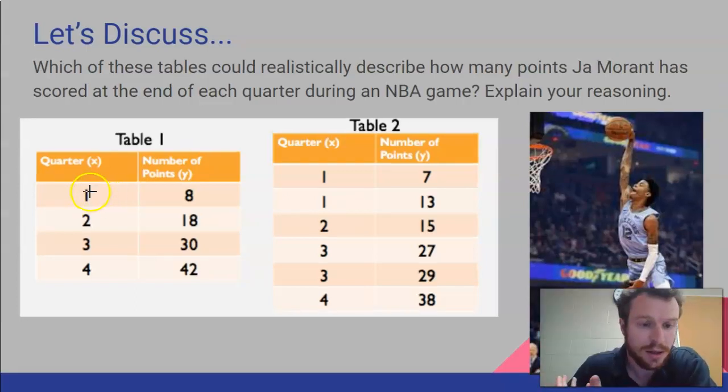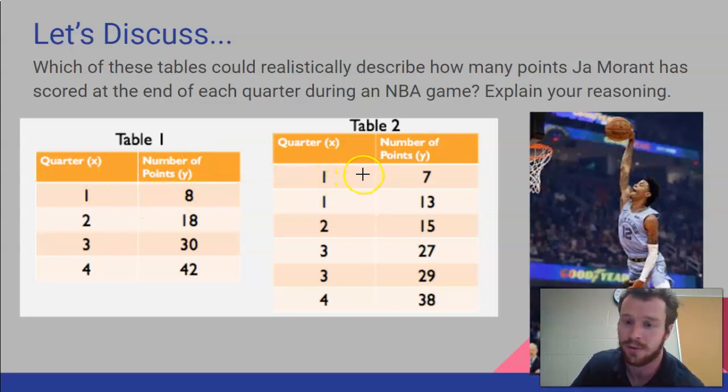Let's look at table 1. You see that after quarter 1, he has 8 points. After quarter 2, second quarter, he has 18 points. After third quarter, he has 30 points. After the fourth quarter, he has 42 points. Okay, this is a pretty good game.